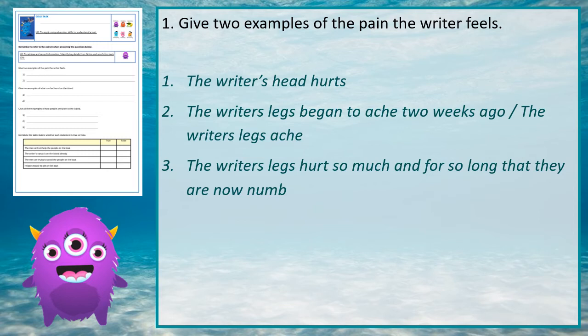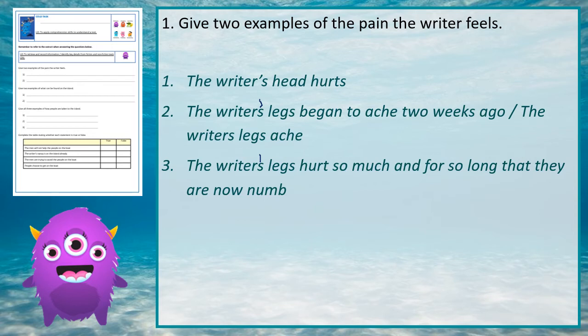I need to apologise right now because I can see in question 2 and question 3 I haven't used the apostrophe of possession. That's really, really bad. I'm going to actually pop that in now because we remember we are always thinking about good grammar when we are at school. So I apologise for that. So the writer's head hurts is the first example of the pain that the writer feels.